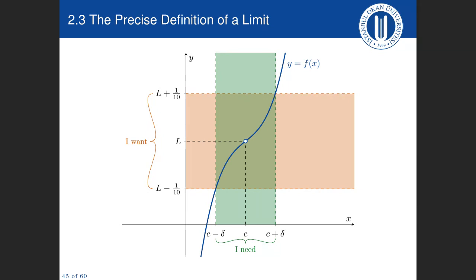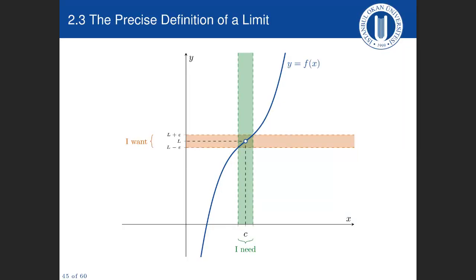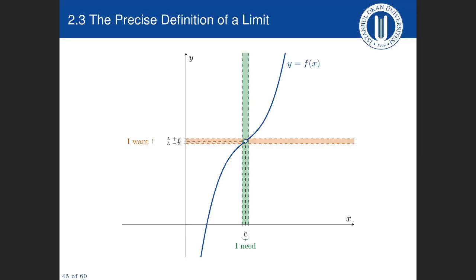Or maybe I wanted to insist that y is in this orange strip. I wanted to insist that y is between L minus 1 over 100 and L plus 1 over 100. After I've got that, I need to find the width of my green strip. I need to find where x is. Or if I'm told y must be in this orange strip, then I find this green strip. Or we can go even smaller. Let's suppose we're told y must be in this very small orange strip. Where is x going to be? Then we're going to choose our thin green strip, which makes y be in the orange strip.